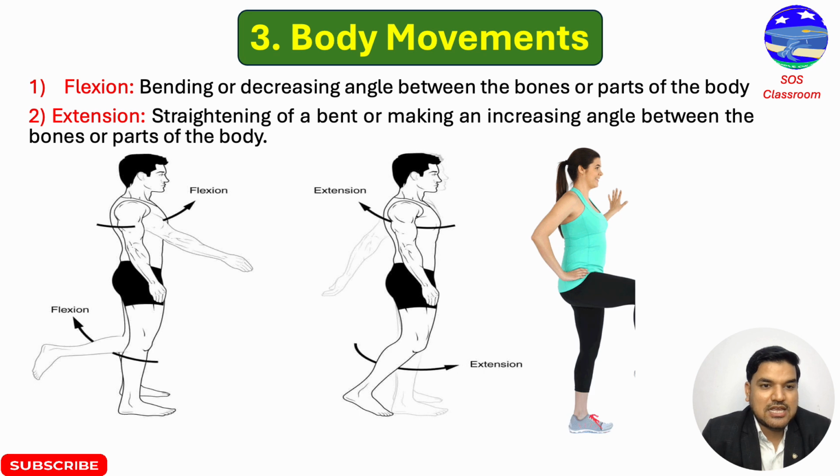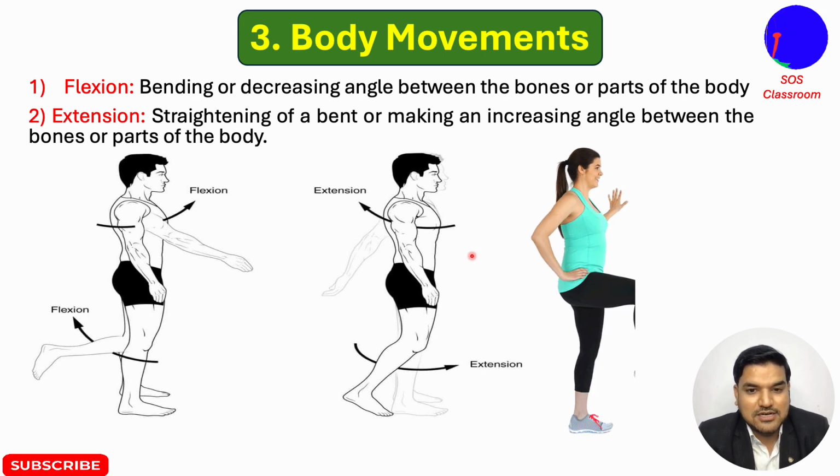First is flexion and extension. What is flexion? What is extension? Flexion means bending, or decreasing the angle between the bones or body parts. Extension means straightening of a bend. First you bend the body part; this is called flexion. And then straightening the bent part, which you already bent in flexion.